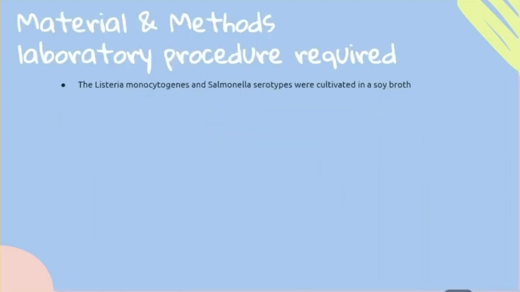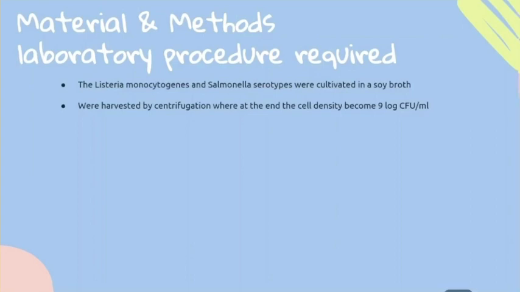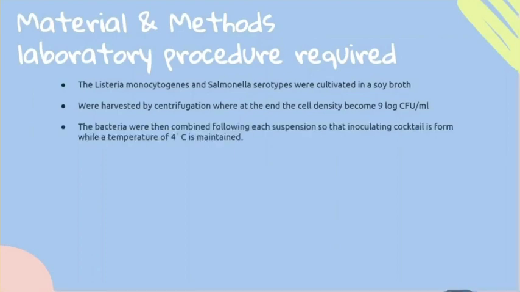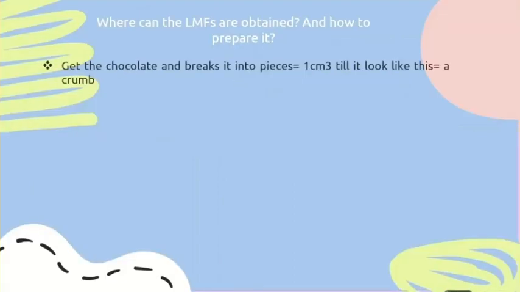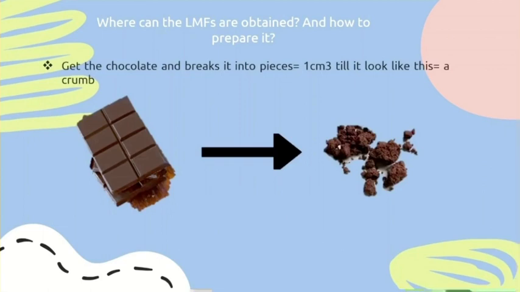Monocytogenes and Salmonella are cultivated in a soil where they were harvested by centrifugation, and at the end, their cell density needs to become 9 log CFU per ml. These pathogens were then combined following each suspension so that an inoculating cocktail is formed while a temperature of 4 degrees Celsius is maintained.